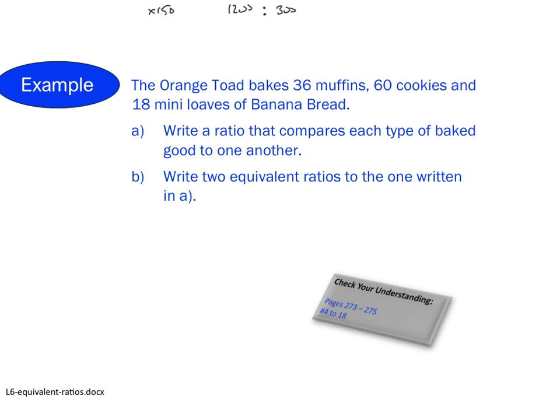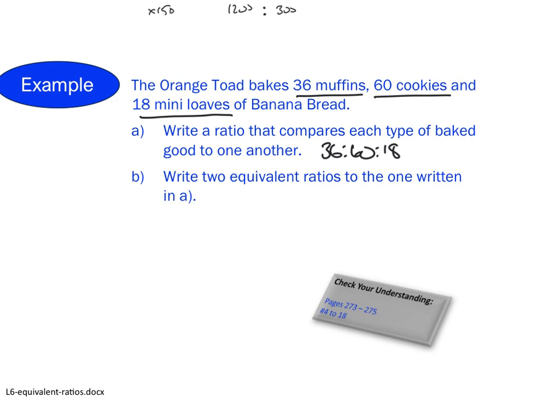Wait, can we just add the 2 together? No. Because it tells us about 3 things. 36 muffins, 60 cookies, and 18 mini loaves. So why don't we write 36 to 60 to 18 like that? And order matters, so we put the numbers in the order in which they appear in the question, right? Muffins come first, so 36 muffins comes first. Can you just add like 30 and 60 together? No, we're just gonna write them out like that. 36 to 60 to 18.